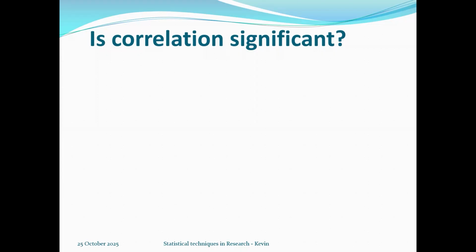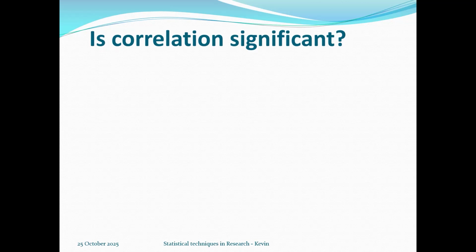Here the meaning is not that. We are not asking whether correlation is important. Correlation is important, we know that. This question means something else. Is correlation significant means, is the correlation applicable to the population? You have calculated the correlation of a sample. Is it applicable to the population? If it is applicable to the population, we say the correlation is significant. If it is not applicable to the population, we say the correlation is insignificant.